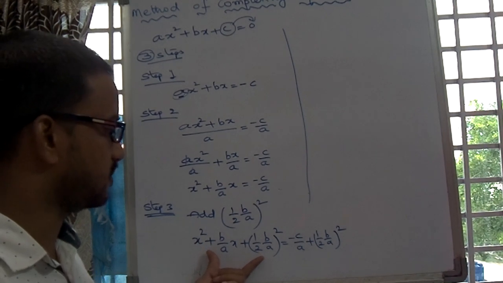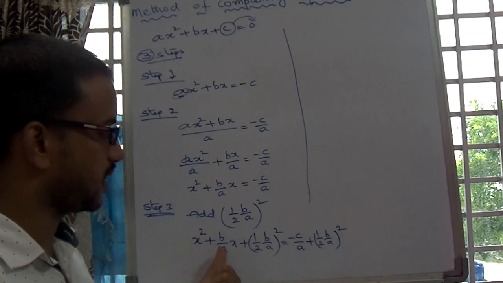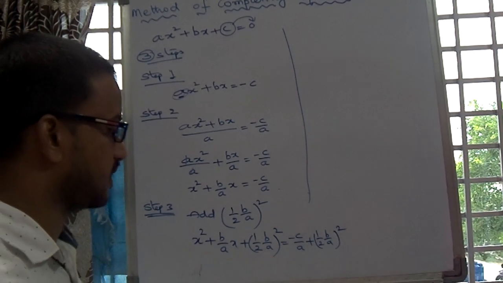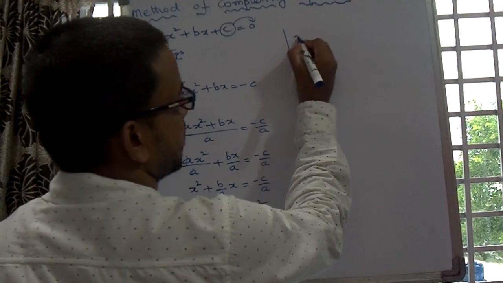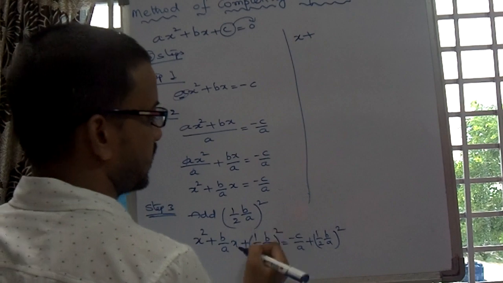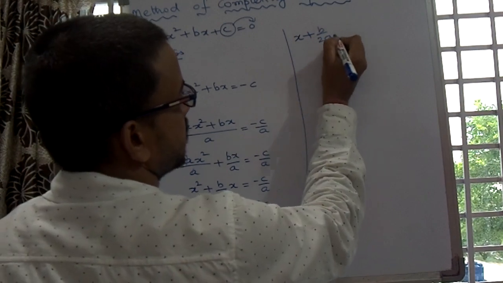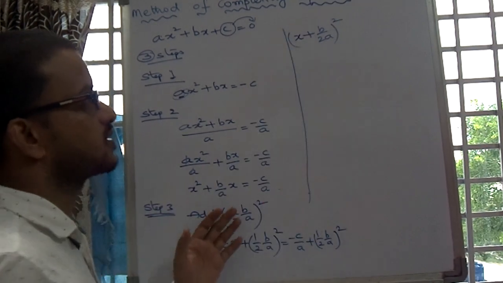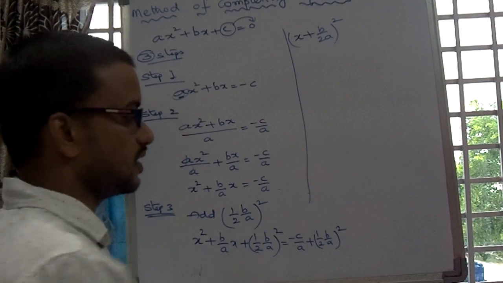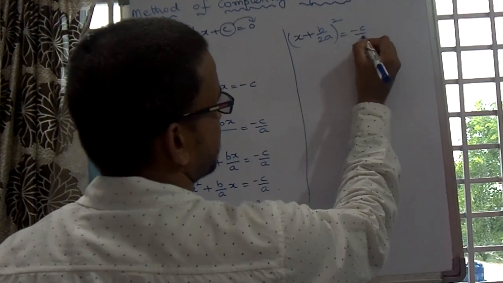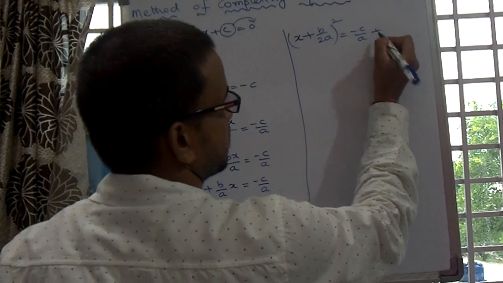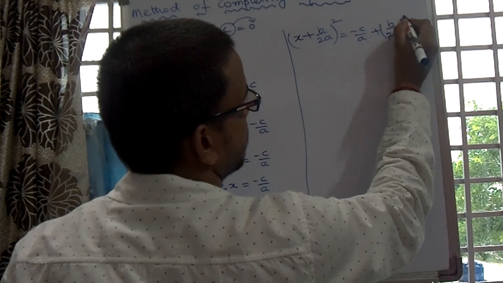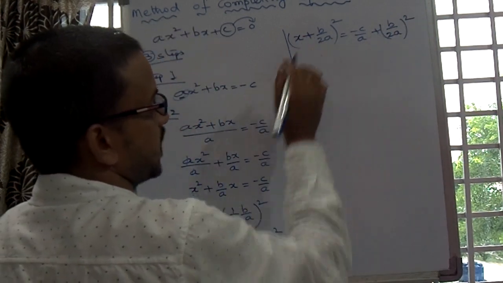Now we have to notice the LHS, which is of the form a square plus 2ab plus b square. So we can write this as a plus b whole square, where x is considered as a and the b value is b by 2a, whole square. Here it completes the square on the LHS. Now I have to simplify the RHS, which is minus c by a plus b by 2a whole square. From this we have to obtain the value of x.